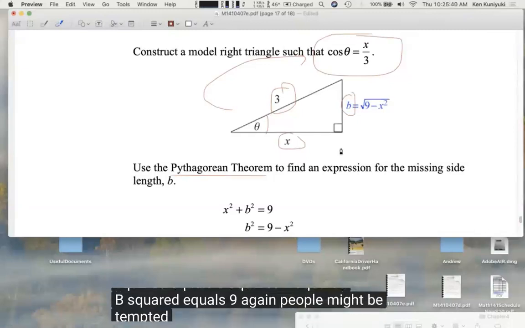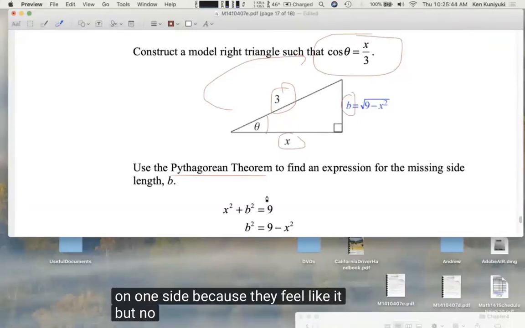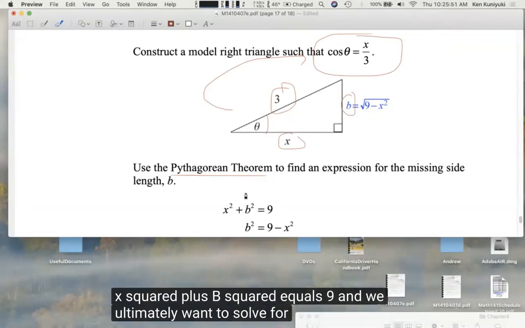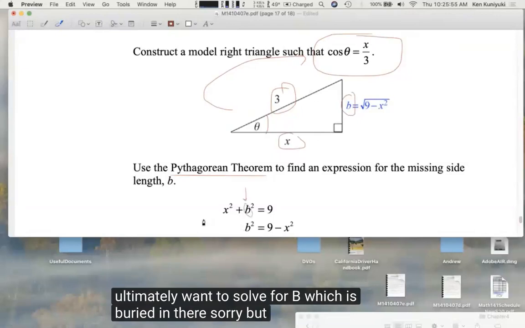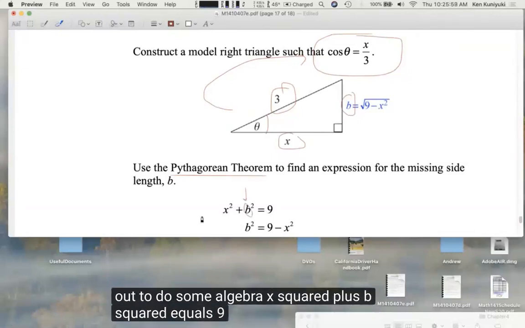Again, people might be tempted to isolate x squared or b squared on one side because they feel like it, but no, it's not that easy. x squared plus b squared equals 9. And we ultimately want to solve for b, which is buried in there. Sorry, but you're going to have to do some algebra.